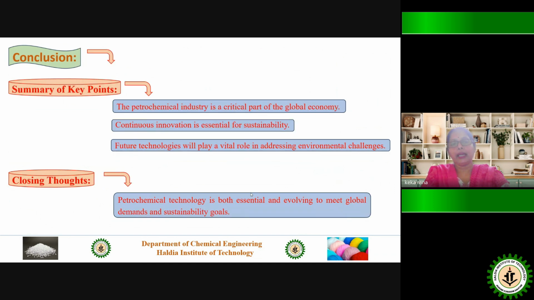So we can summarize that the petrochemical industry is a critical part of the global economy. Without it, we cannot think of our globe now. Continuous innovation is essential for sustainability. We have to continue our innovation. Future technologies will play a vital role in addressing environmental challenges. So petrochemical technology is both essential and evolving to meet global demands and sustainability goals.